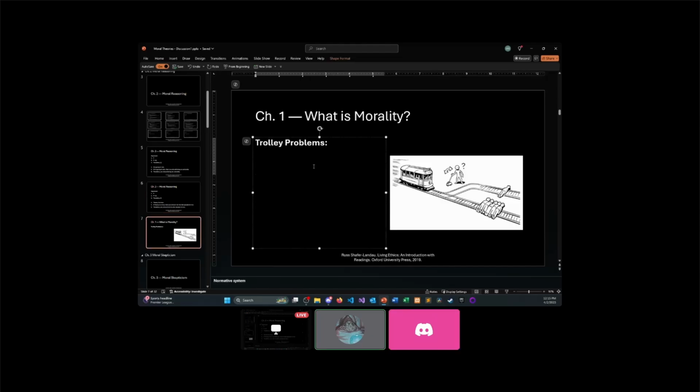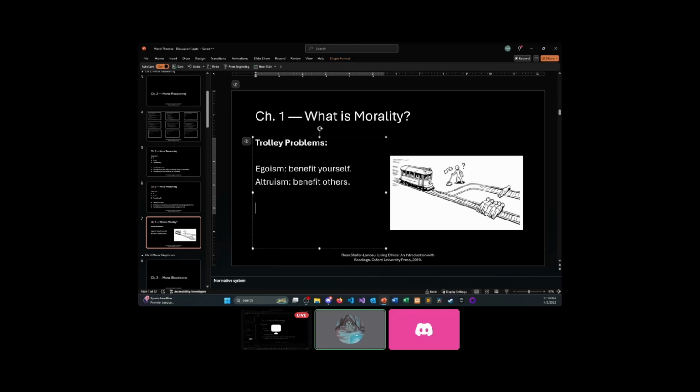So you remember the trolley problem? We could talk about the trolley problem a little bit. Do you remember what egoism and altruism are? I don't. Okay, so egoism is benefit yourself. Altruism is benefit others, right?